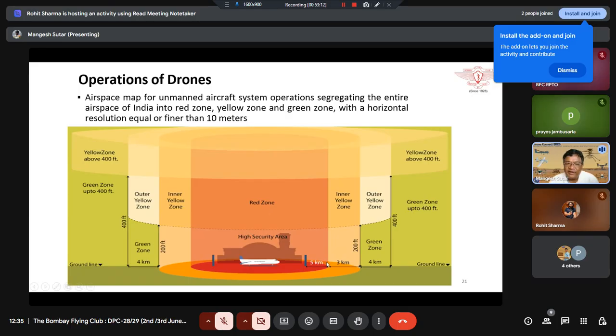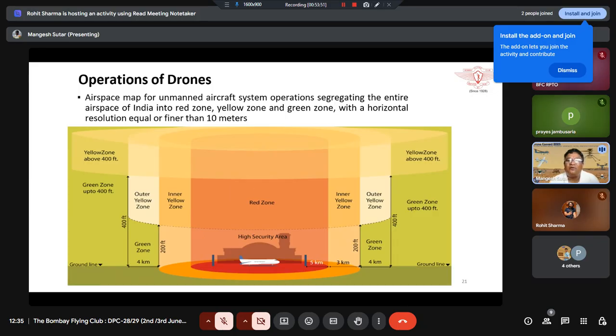After 5 kilometers, you extend that boundary by 3 kilometers. That is called the yellow zone, or inner yellow zone. There are two yellow zones, inner yellow zone and outer yellow zone. The inner yellow zone is completely no for flying drones. When I say you cannot fly, it means no fly first of all. If you have to fly, you have to apply for permissions.